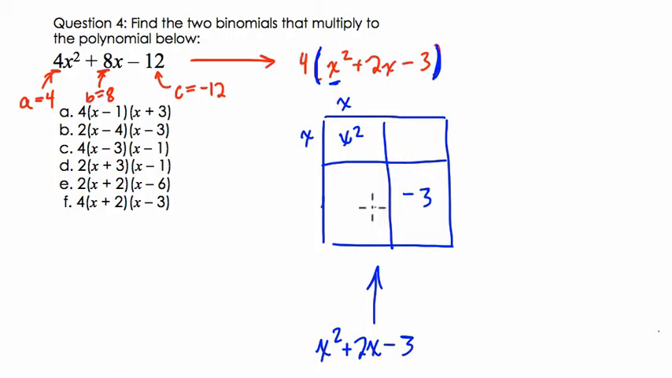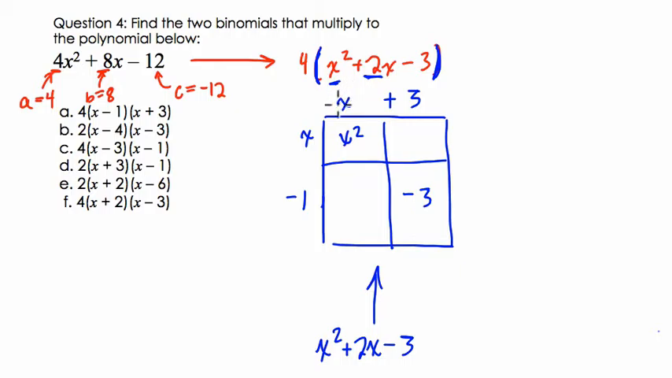Now, 3 is prime, right? So the factors of negative 3 are 1 and 3, but one of them has to be negative in order to get the negative product. Which one do I make negative, 3 or 1? Well, I know that I'm going to have to add them eventually to get the 2 here, the b term. And since b is positive, the larger factor has to also be positive. So positive 3 and negative 1 gives us a positive 2.